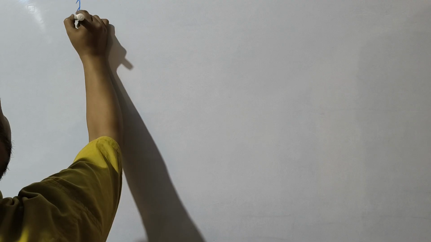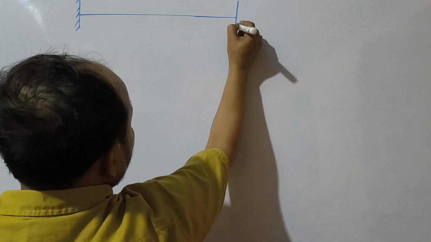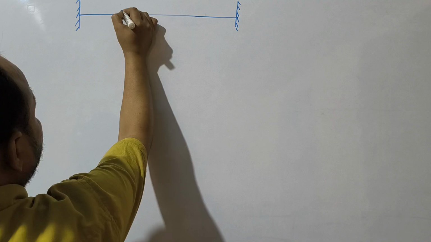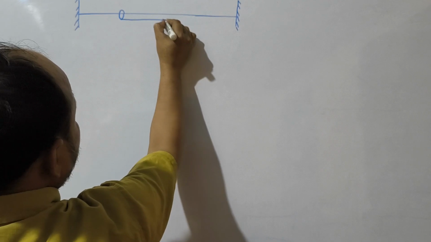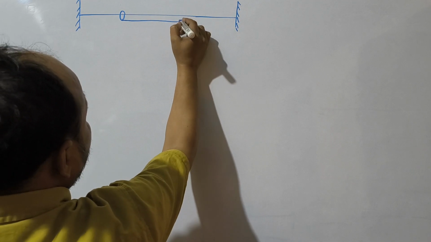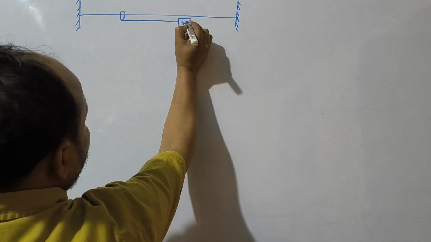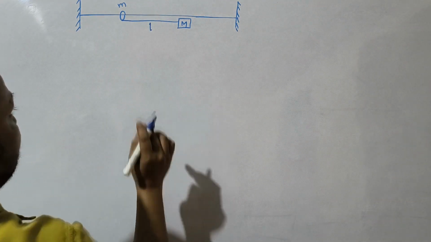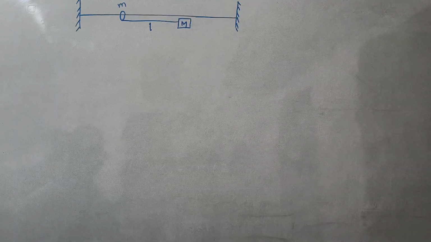Let's say there is a rod and there is a ring, a bead, which is connected with a block. The mass of the block is capital M and the mass of the bead is small m, and the length of the string is L. This is the situation given.